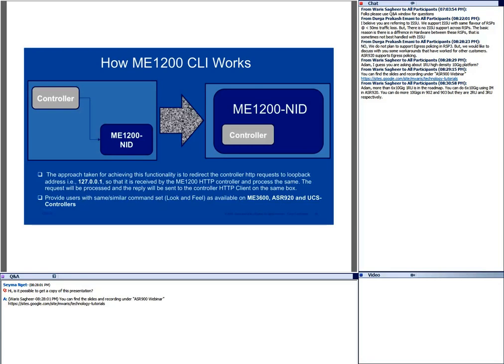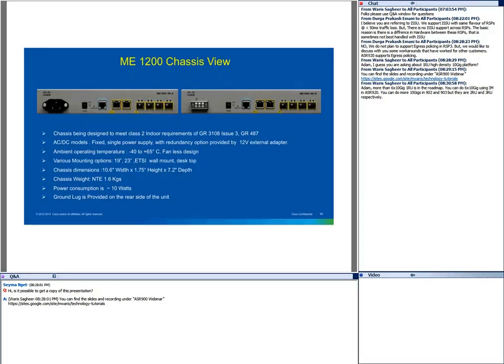If you need a centralized model, you can have an ODL controller. Obviously we worked on the controller and then we added some APIs to work with ME1200. That's more of a centralized model. It can manage centrally all the ME1200s in the network. So there are two different manageable models available for ME1200.